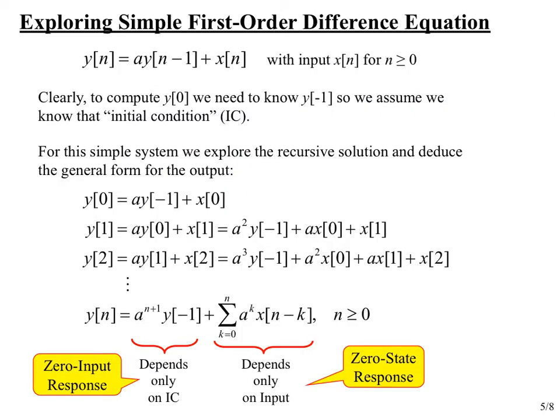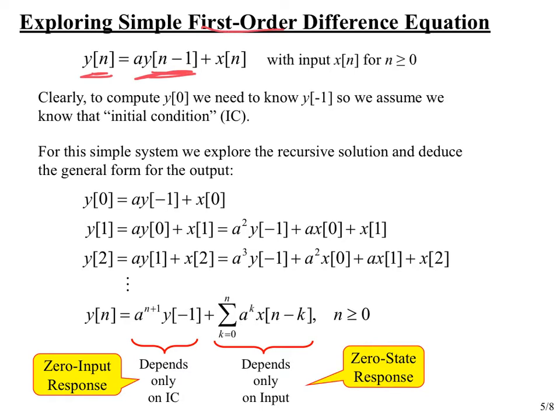So just to get a little feeling for how this works and to see some of the characteristics of it, let's look at a very simple recursive difference equation, what would be called a first order difference equation, because the difference between the current sample and the farthest back history of the output sets the order. And since the difference between n and n minus 1 is just 1, this would be a first order difference equation.